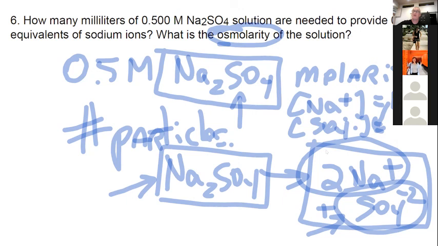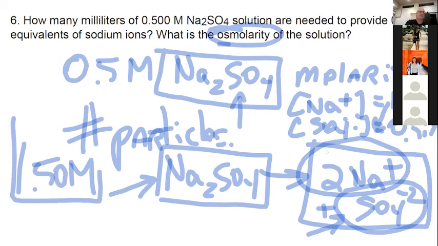0.5, 0.5, right. And then you add them all together. So the concentration of the sodium is 1 molar. The concentration of the sulfate ions is 1/2 molar. When we add them together, we get 1.5 molar. So how many significant digits should I put in that answer? 3, right. So this is our final answer, 1.50.